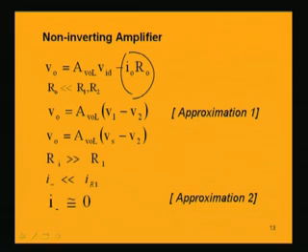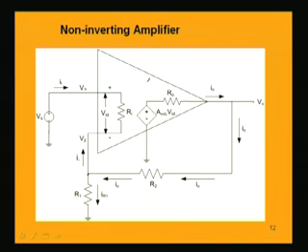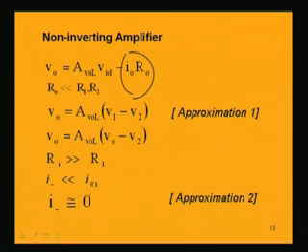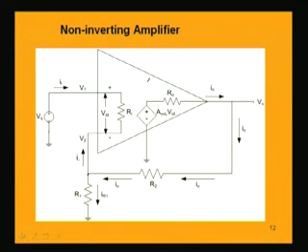So, then we will be getting V0 equal to AVOL VID, and VID is nothing but the difference between these two voltages V1 and V2. So, AVOL into V1 minus V2 is equal to the output voltage. Now, V1, if we look into this, V1 is nothing but Vs. So, replacing V1 by Vs, we get the output voltage V0 equal to AVOL into VID, means V1 minus V2, and V1 is equal to Vs. So, it is Vs minus V2. Now, you look into what is V2. The voltage here is V2.